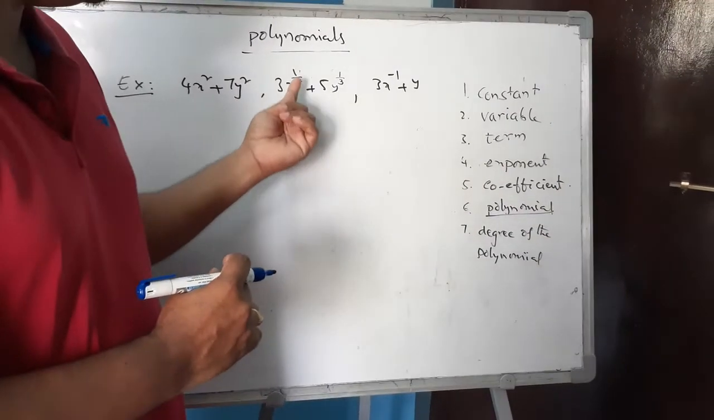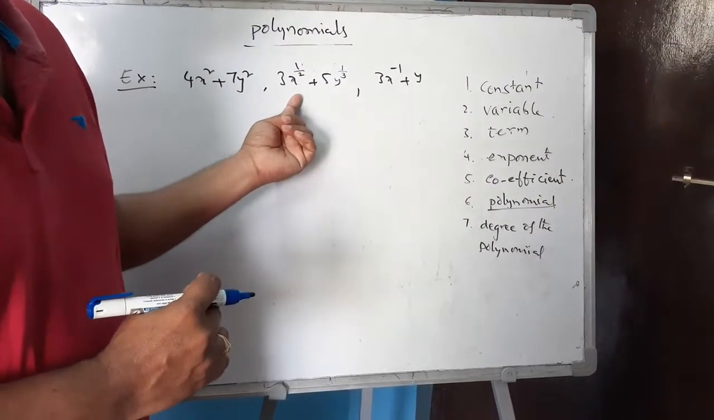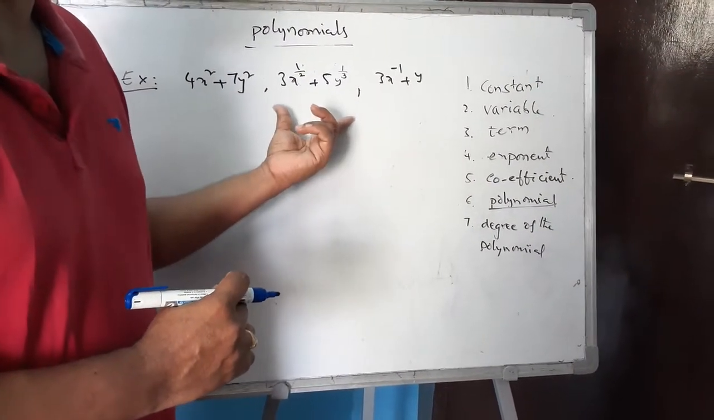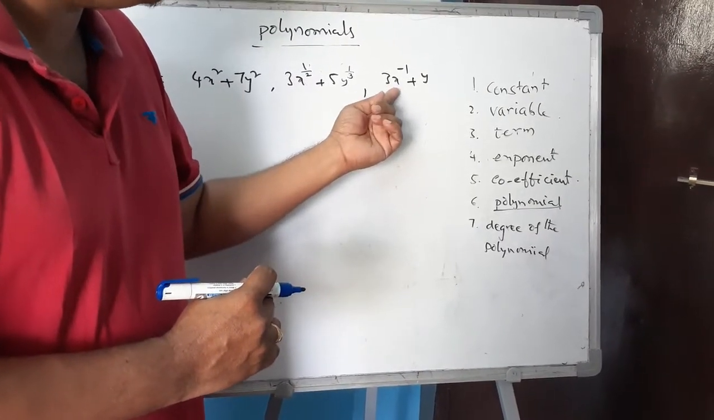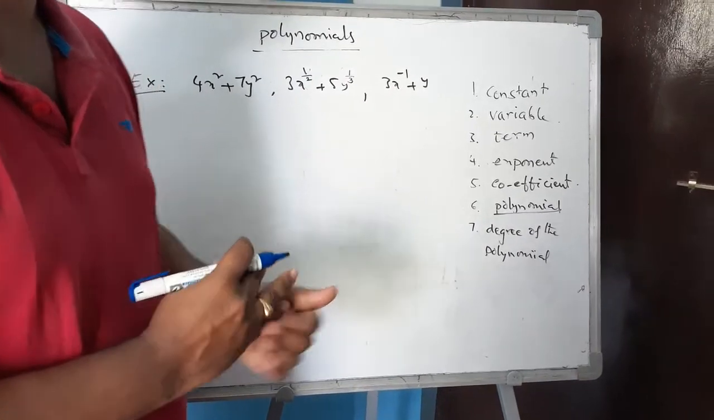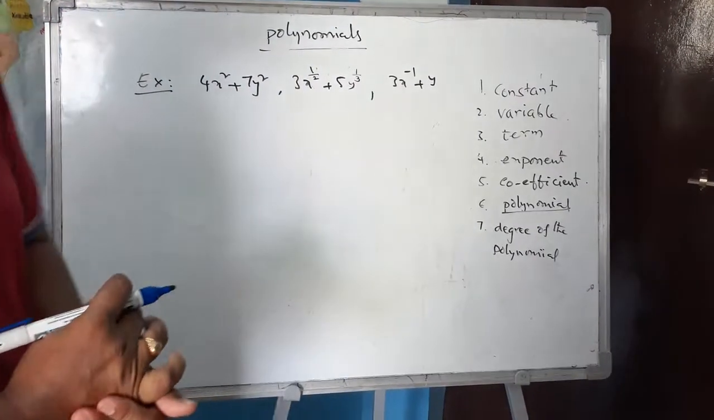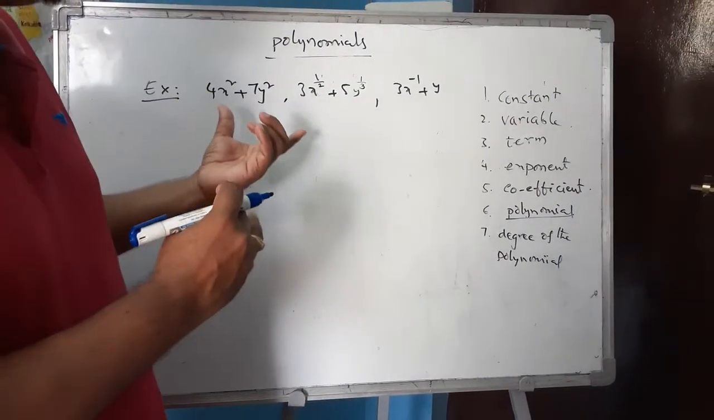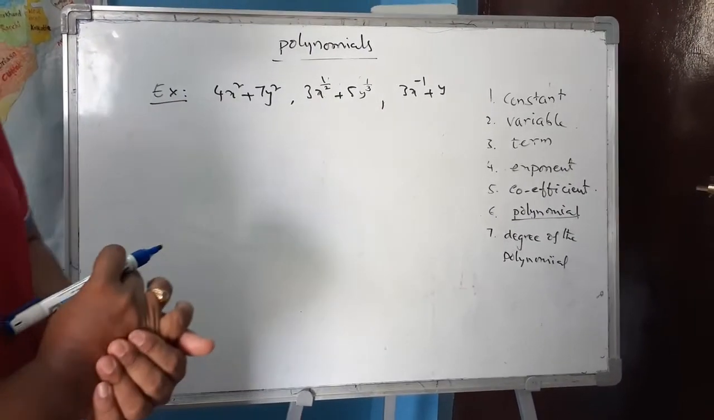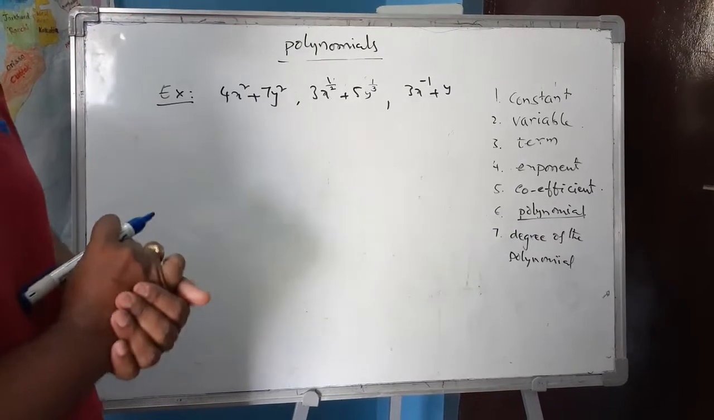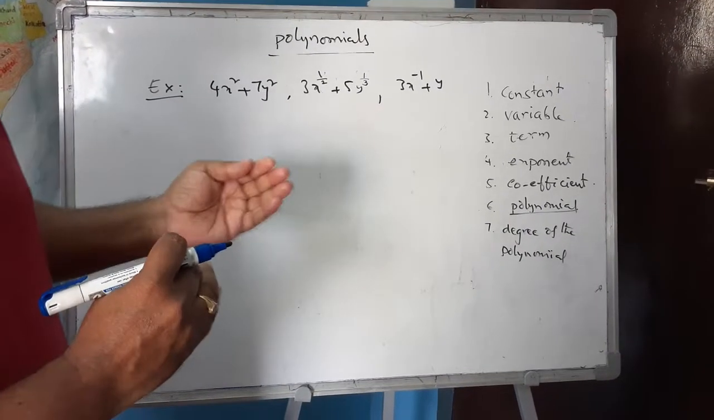Here it is x to the power of 1 by 2. The power of x is 1 by 2. So it is not a polynomial. Here it is also an algebraic expression. It has the power of x as minus 1. So it is also not a polynomial. So the algebraic expression is said to be a polynomial if the power of the variable is a non-negative integer.